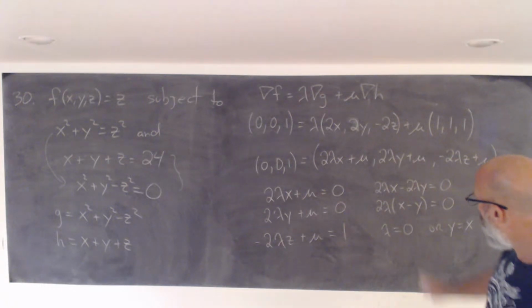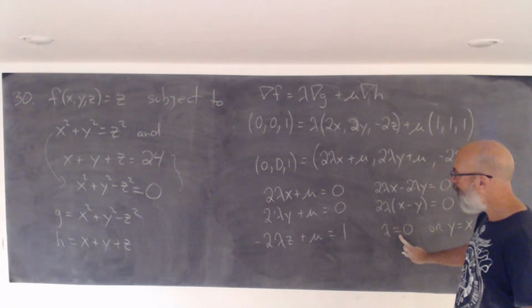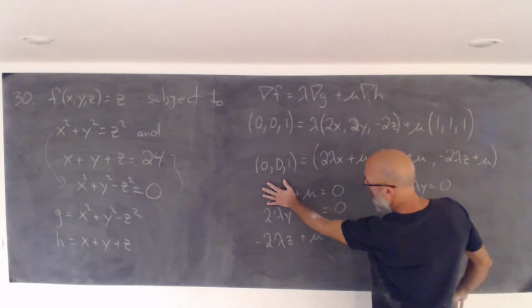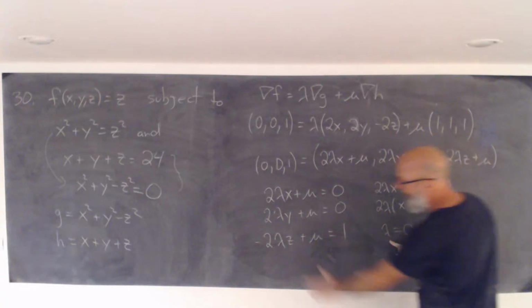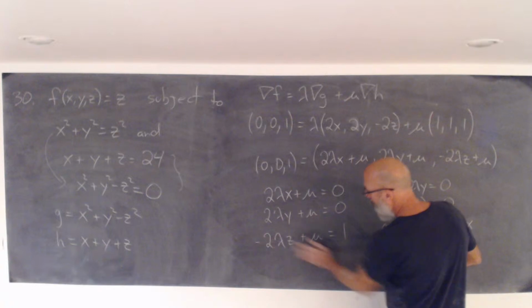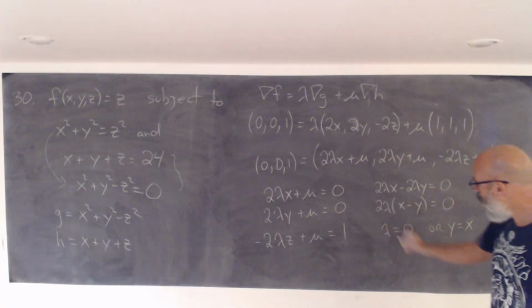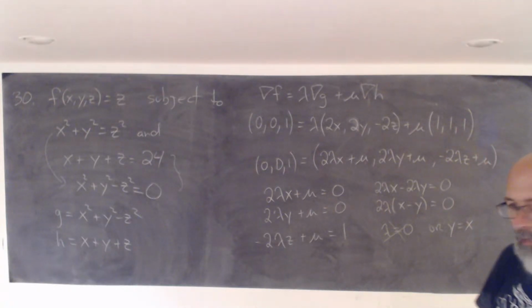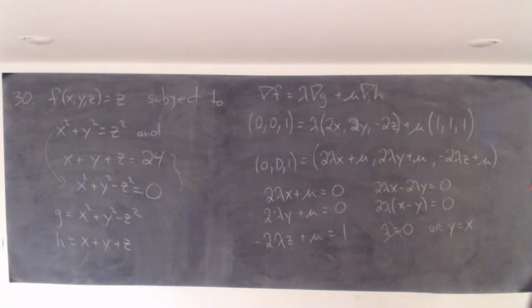But if lambda is equal to 0, it's easy to see that mu has to be 0 from the first one. And then from the third one, if lambda is 0, then mu has to be 1. So that leads to a contradiction. So that's out. So right away, you have x has to be equal to y. Okay. So x is equal to y.